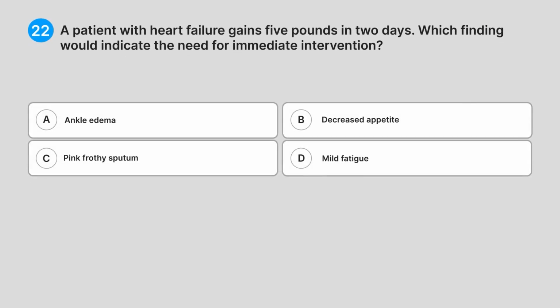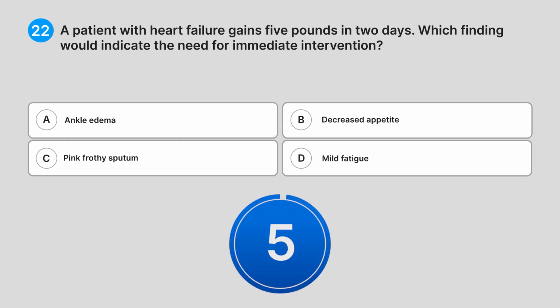22. A patient with heart failure gains 5 pounds in 2 days. Which finding would indicate the need for immediate intervention? A. Ankle edema. B. Decreased appetite. C. Pink frothy sputum. D. Mild fatigue. Do you know the answer?